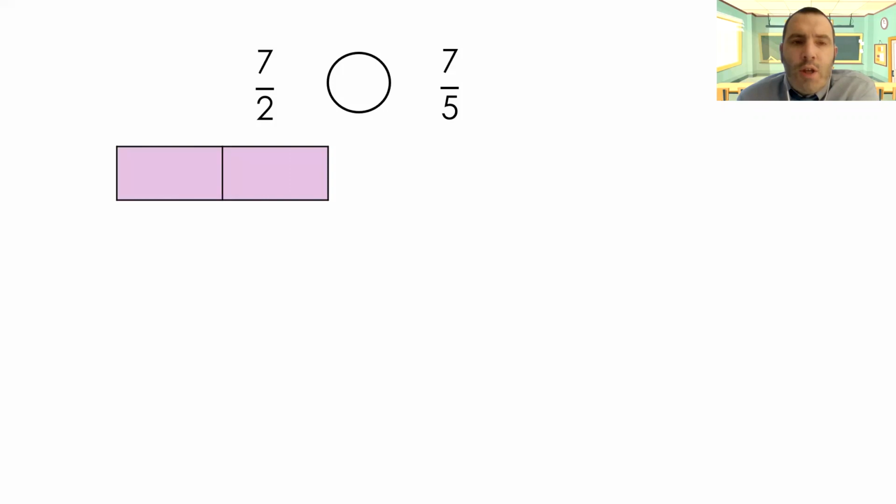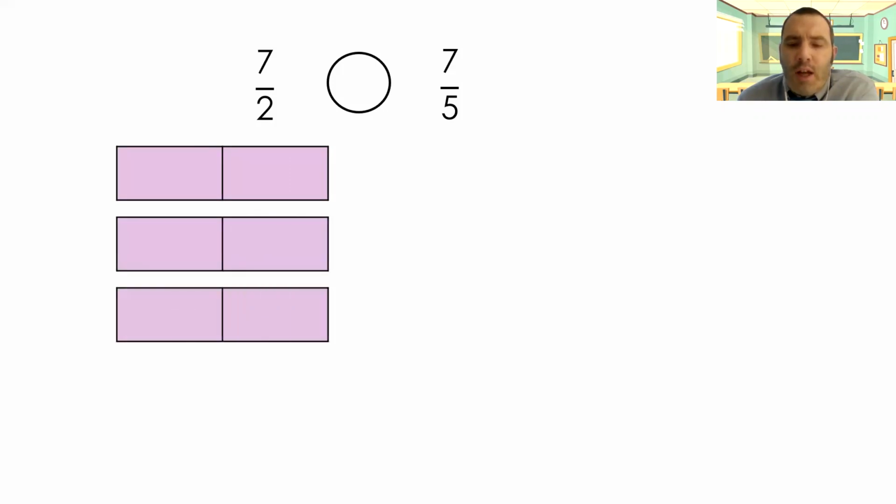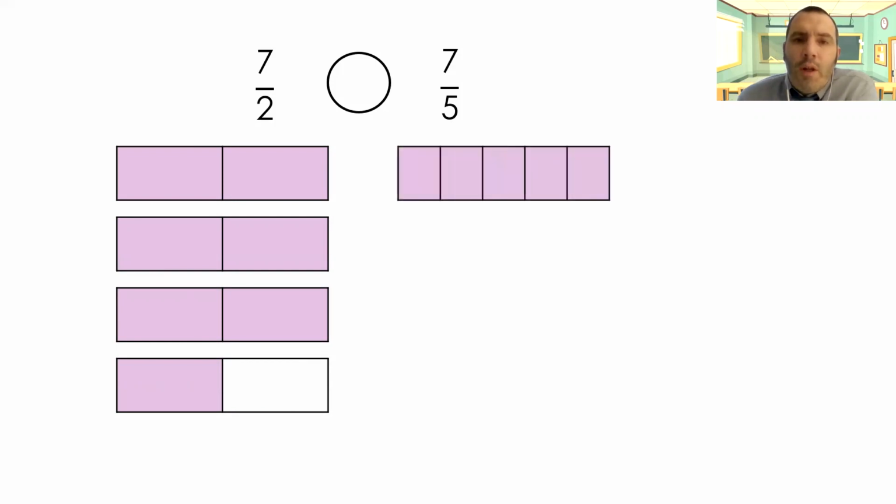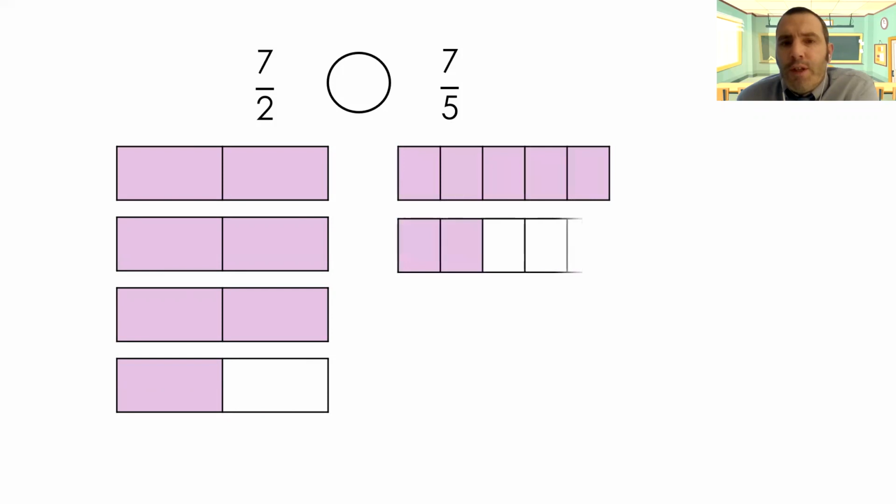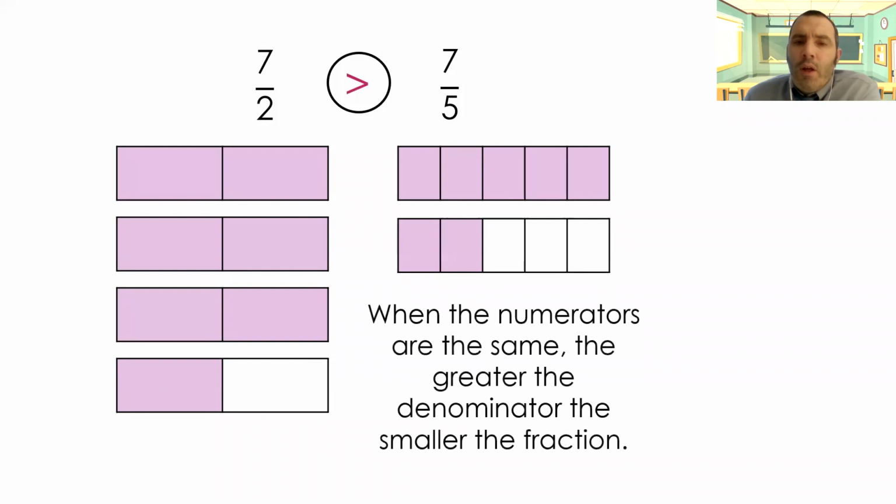So I've got 1, 2, 3, 4, 5, 6, 7 halves there. I also need 7 fifths. So I've got 1, 2, 3, 4, 5, 6, 7. There we go. So 7 halves is greater than 7 fifths. So where the numerators are the same, the greater the denominator, the smaller the fraction.